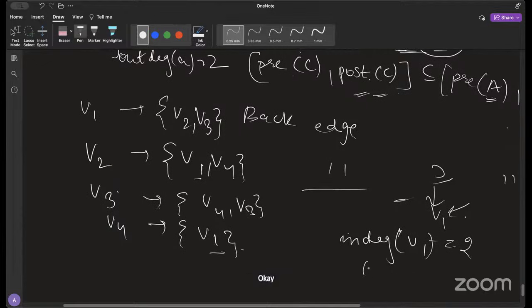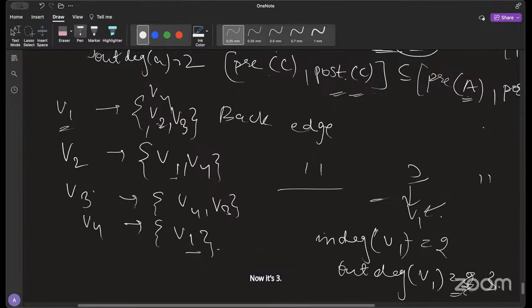And then if you try to find the out degree of V1, you can just directly see it from here. There are only 2, so you can write 2 here. Now it's 3. Is that okay? No, only 2, ma'am. How is it coming 3? It's V4. I've added V4 in this list: V4, V2, V3.